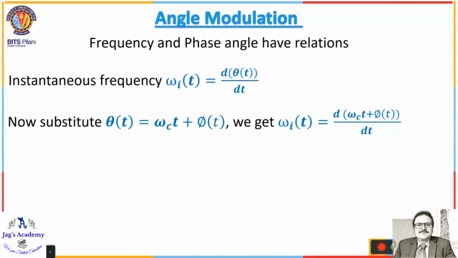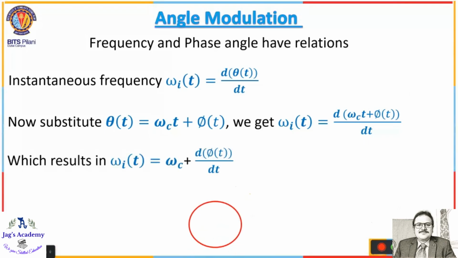Omega c, yes or no? So you will get instantaneous frequency is equal to omega c plus d phi of t by dt. Now, can you tell me what is depending on the message signal? Omega c is constant, right? So which term depends on the message signal? Phi of t, yes or no? All of you agree that I told you, right?